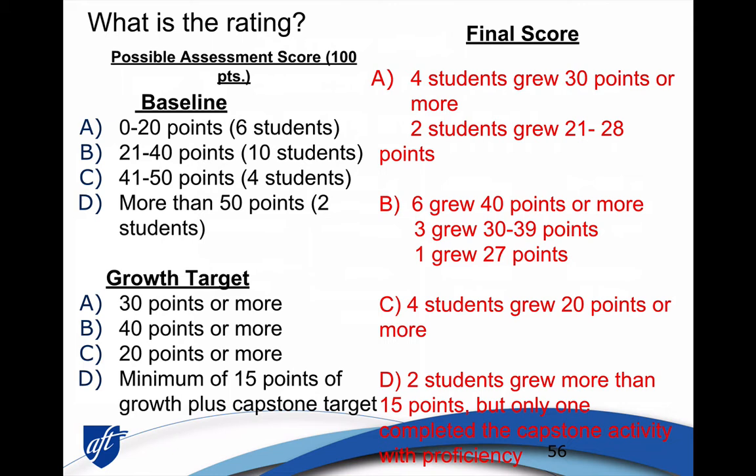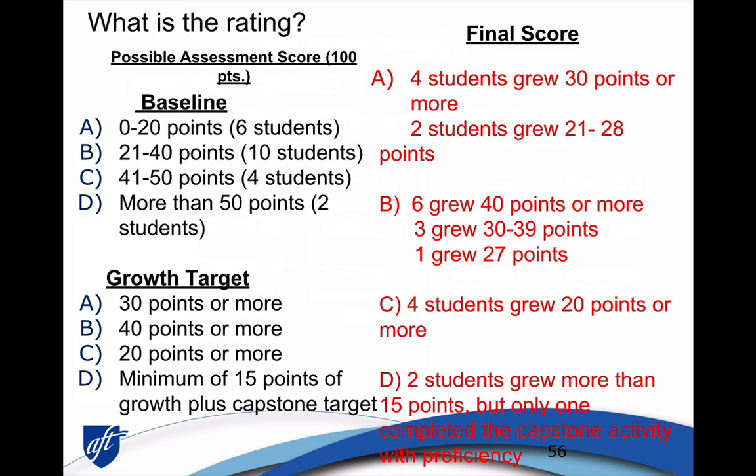This educator has an assessment that was worth 100 points. When he or she did the pre-assessment, they collected the baseline data and categorized it according to student performance. So there are 4 categories of students here in this tiered example. Tier A students scored initially 0 to 20 points. That was 6 students receiving that score. In Tier B, 10 students scored between 21 and 40 points initially on the pre-assessment. In Tier C, 4 students scored between 41 and 50 points. And in Group D, 2 students scored more than 50 points on the pre-assessment.